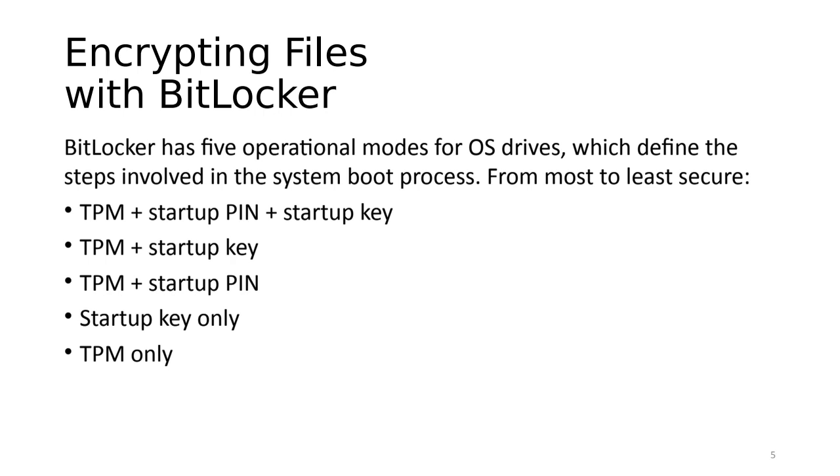There are 5 operational modes for BitLocker. The most secure is the first one. From high to low, it goes this way. If you have TPM, startup PIN, and startup key, that is most secure. Then you can have TPM and startup key, and the least is TPM only.